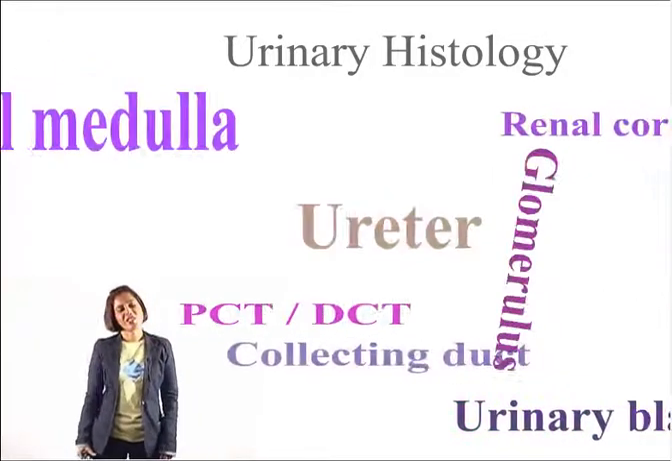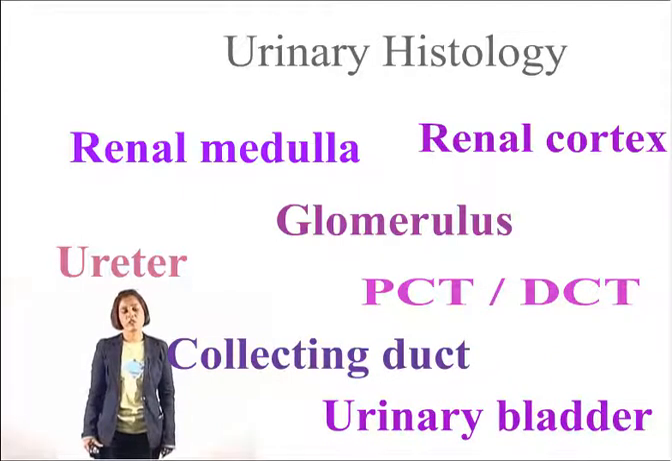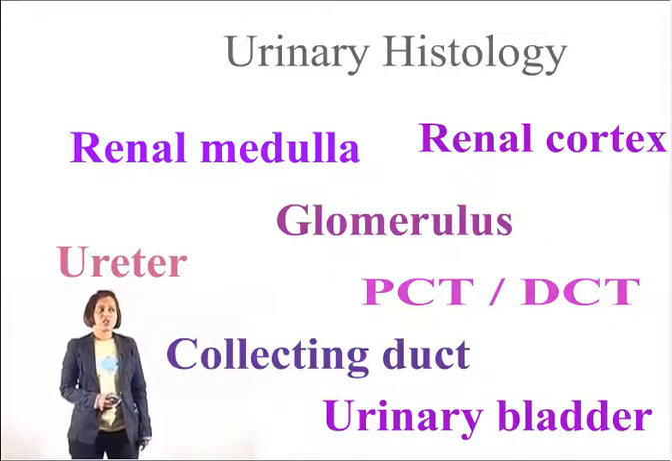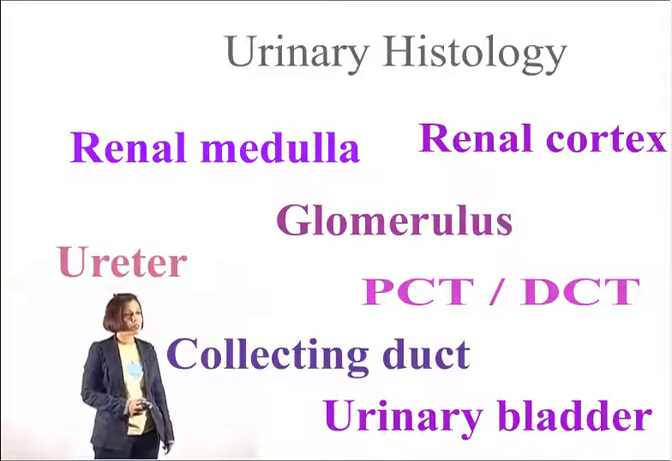Good afternoon. Today we are going to discuss urinary histology, which is actually the last of the series for ANP2. In urinary histology, we are going to be looking at the renal cortex, the renal medulla, glomerulus, the proximal and distal convoluted tubules, as well as the collecting duct, the ureters, and the urinary bladder.